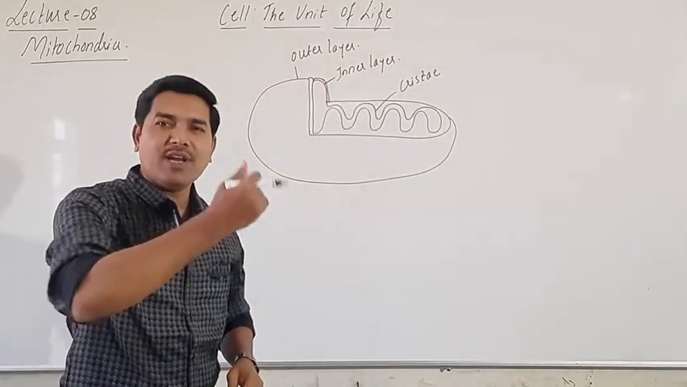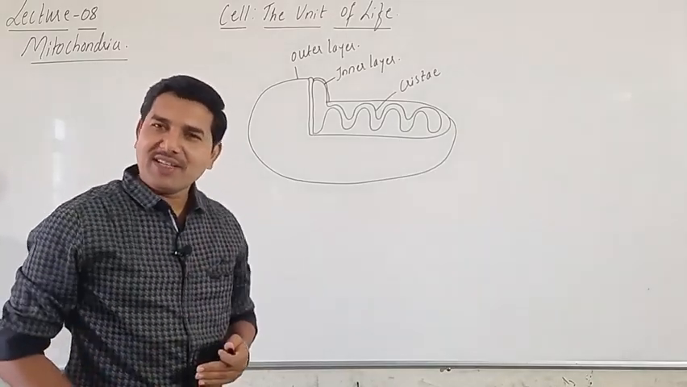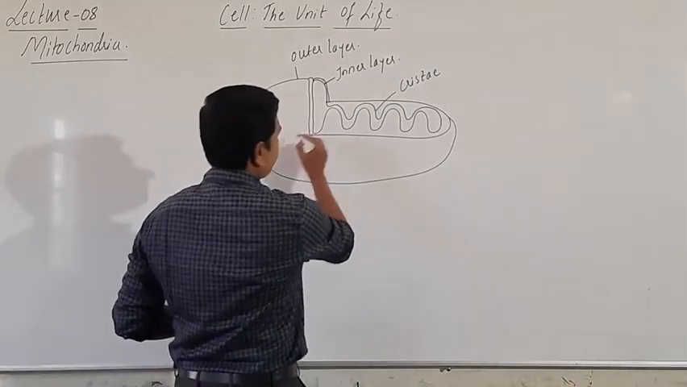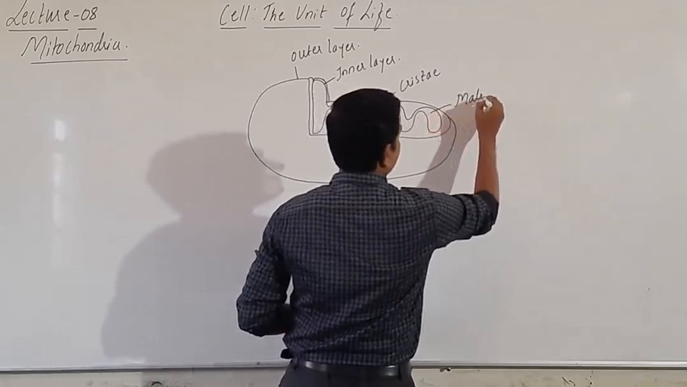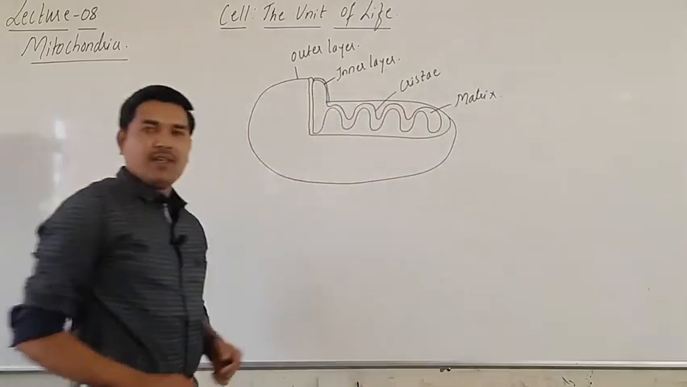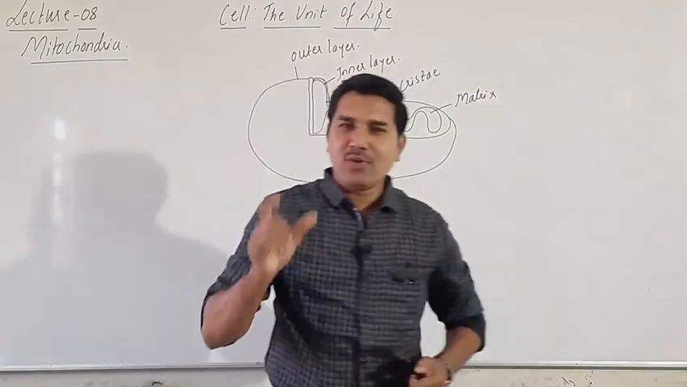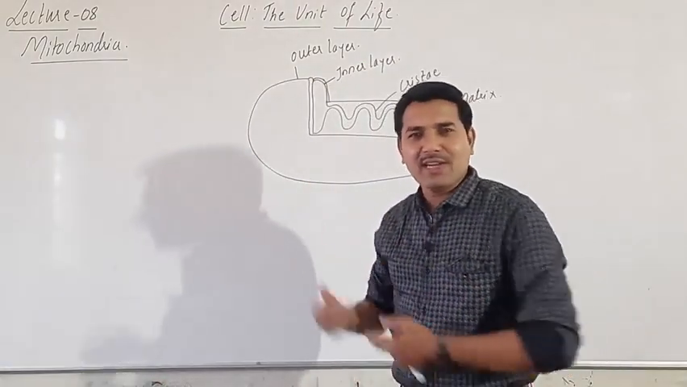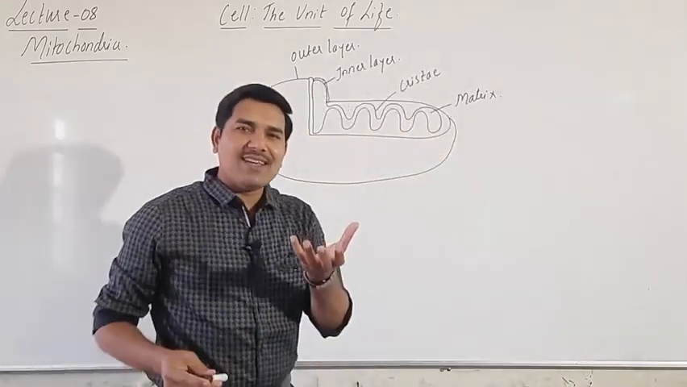For the diagrammatic representation, you can just refer to your NCERT also, and you can draw the diagram for it. Then inside this we have the matrix consisting of certain enzymes. So if we look at the structure of the mitochondria, what is its shape? First I will tell you the characters, then we will write them down. The mitochondria is sausage shaped.